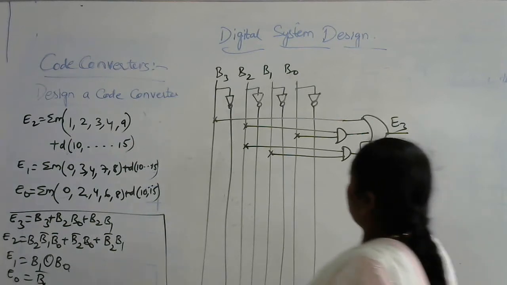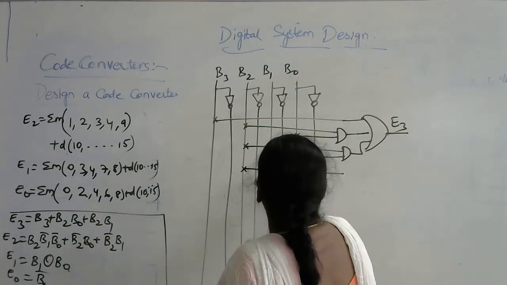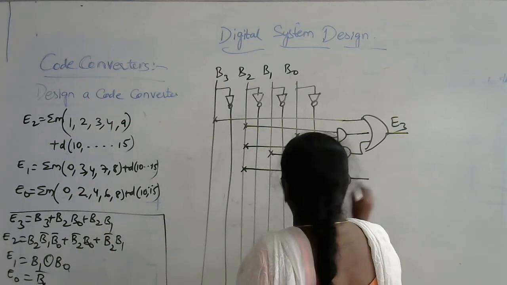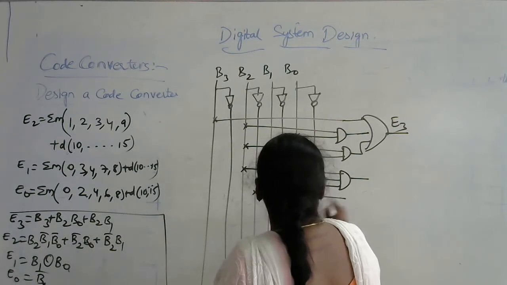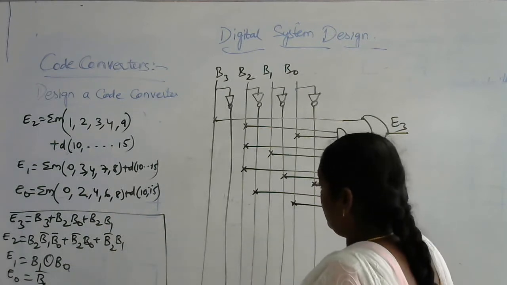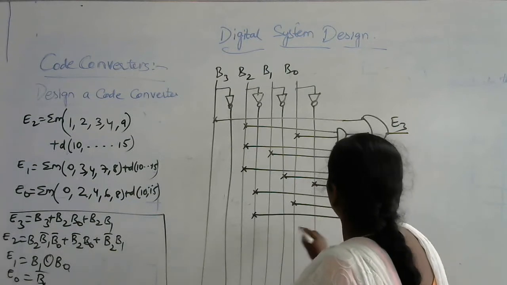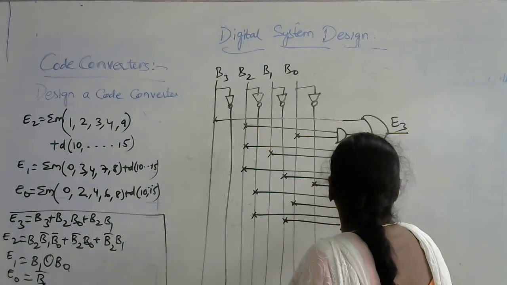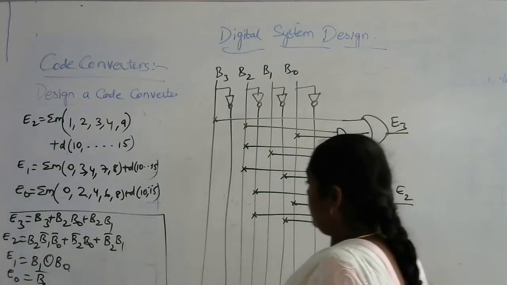Similarly for E2, B2, B1 bar, B0 bar, these three should be connected with an AND gate. B2 bar and B0. This is B2 bar and this is B0. Again, these two should be connected with an AND gate. B2 bar and B1. This is B2 bar and this is B1. All these three AND gates should be connected to an OR gate, which is the logic diagram for E2.